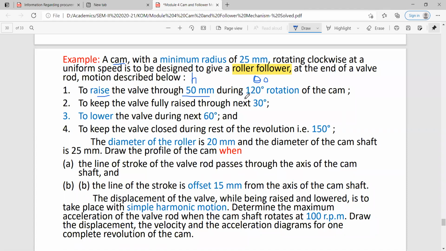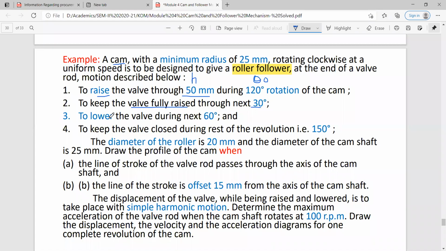After this 120-degree, there is this condition to keep the valve fully raised, means to keep the valve in its top position through the next 30-degree. It is your first dwell period during which the valve does not fall or does not rise further as it is at its top position.